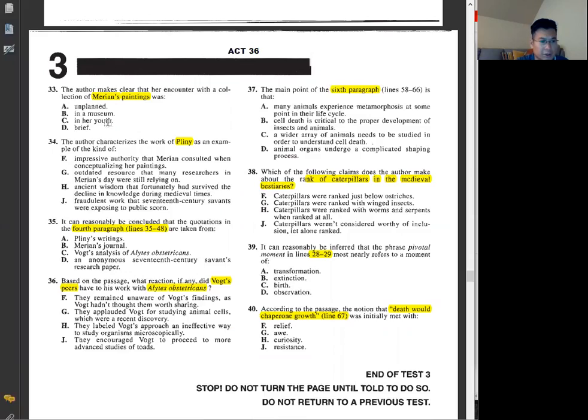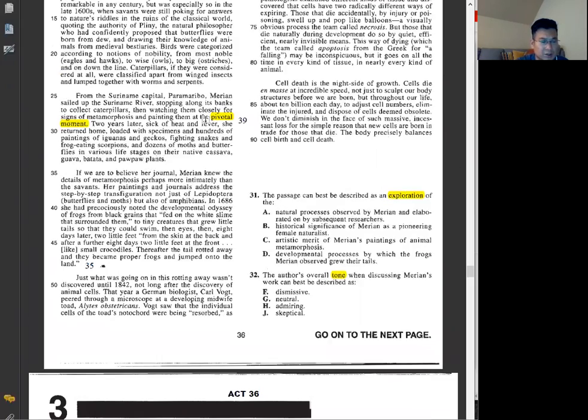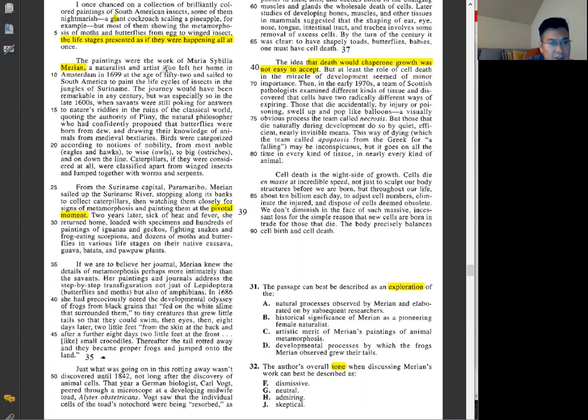Yeah, it's a lot. 33. Okay, so pay attention to that. The naturalist and artist who left her home in Amsterdam in 1699, at the age of 52, sailed south to paint the life cycle of insects in the jungle of Suriname, and the journey was remarkable, and then blah blah blah. She said, and then the answer, nature's riddles, and then also Pliny is another one here.